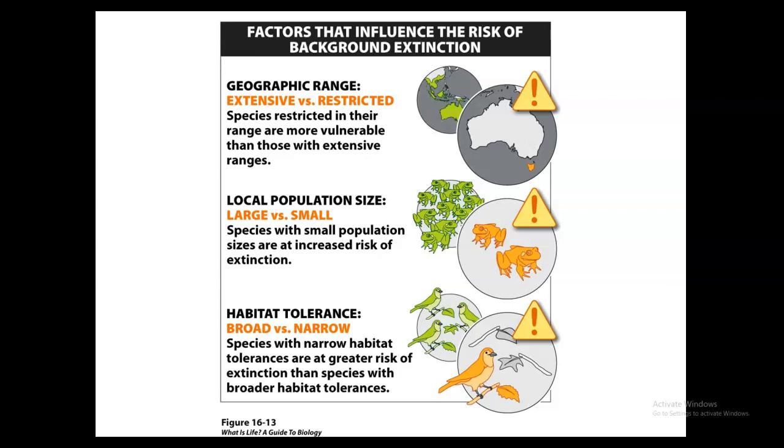The example would be the Tasmanian devil. When it's confined to the island of Tasmania, that confinement actually gave it a smaller area to live. It was about the size of Maine, so if something happened to that area, then that animal would be more likely to go extinct. Local population size, large versus small.